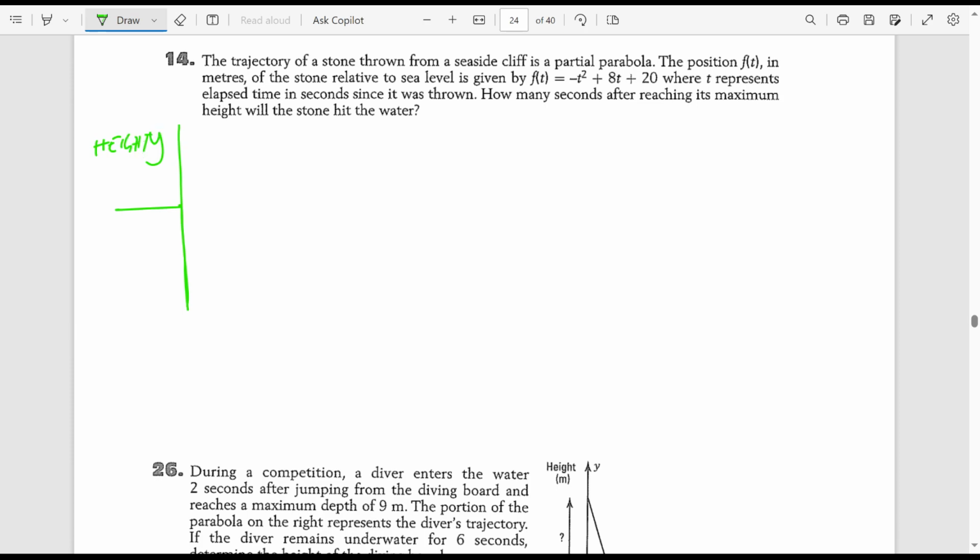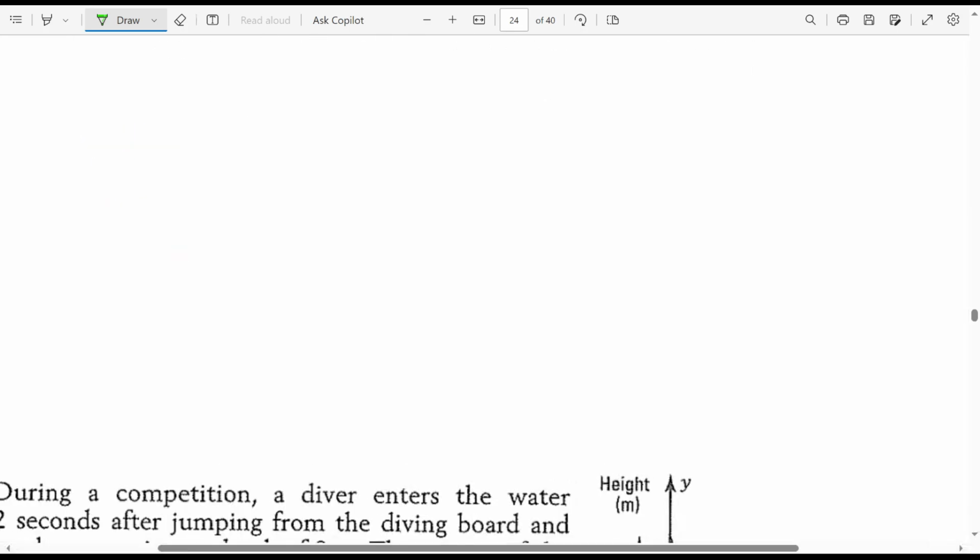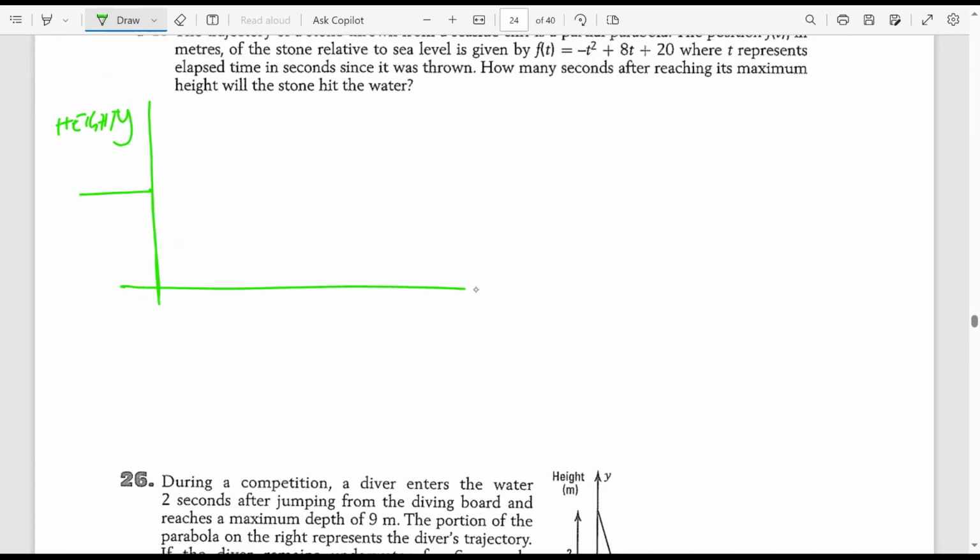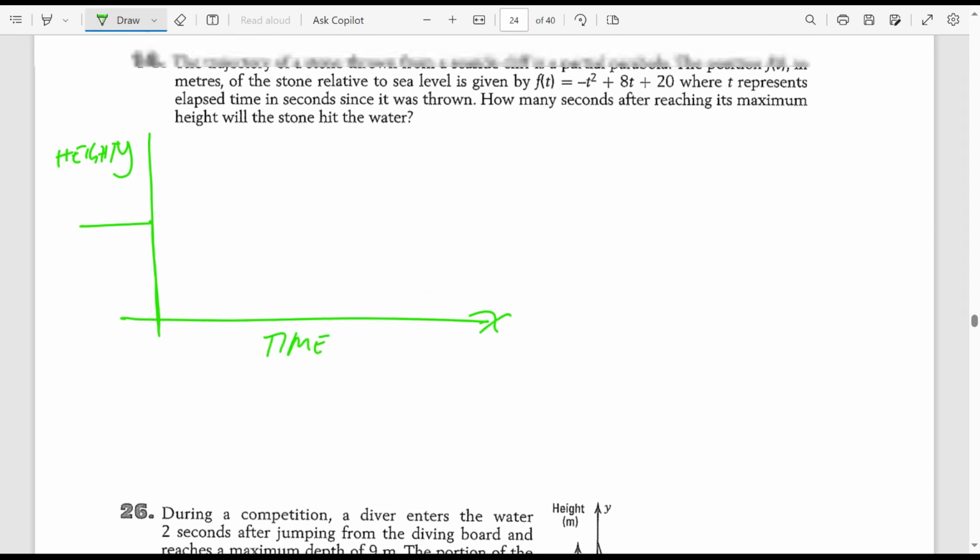How do I know that? I read it in here. It says that t represents time since it was thrown, and then it mentions maximum height. It even says the position, to be clear, the position in meters. So that's telling you that this is related to height. So y is dealing with height, and then the x-axis is going to be time.